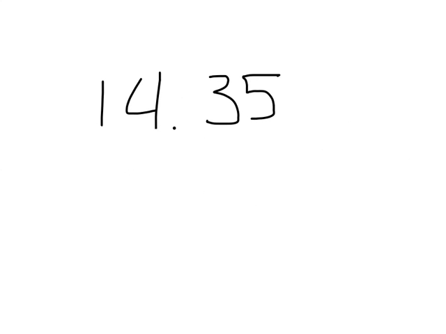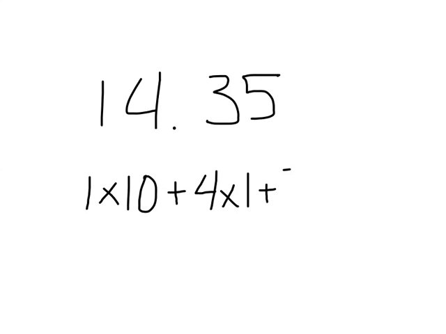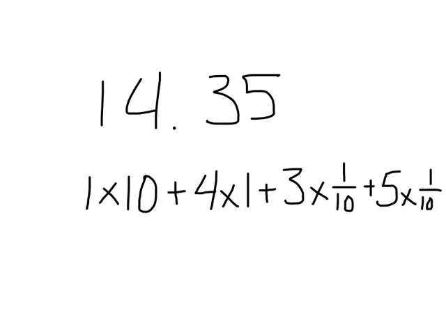Which answer choice shows 14 and 35 hundredths written in expanded form? 1 is in the tens place, 1 times 10. 4 is in the ones place, 4 times 1. 3 is in the tenths place, 3 times 1/10. And 5 is in the hundredths place, 5 times 1 over 100. You're doing a great job so far.